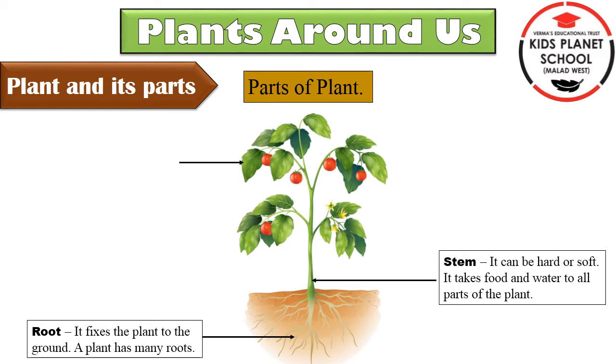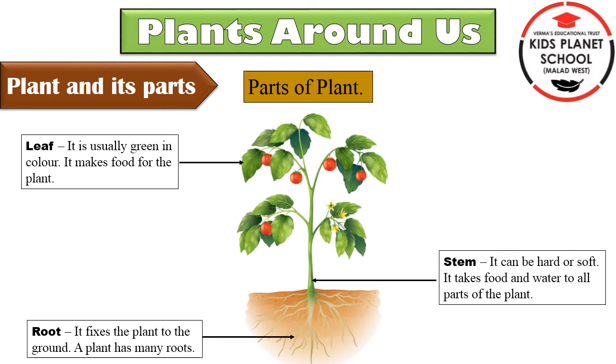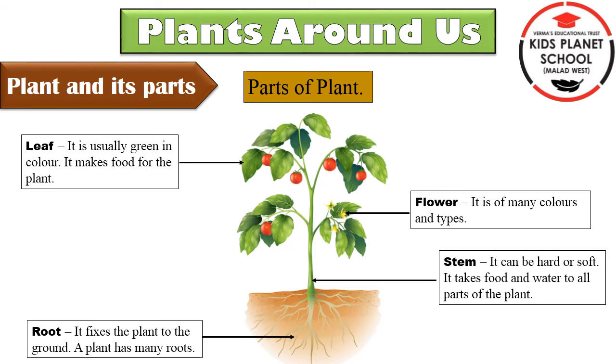Next, this part is called as leaf. It is usually green in color. Children, the leaf makes food for the plant. Next, flower. This part is called as flower. Children, flowers are of many colors and types.